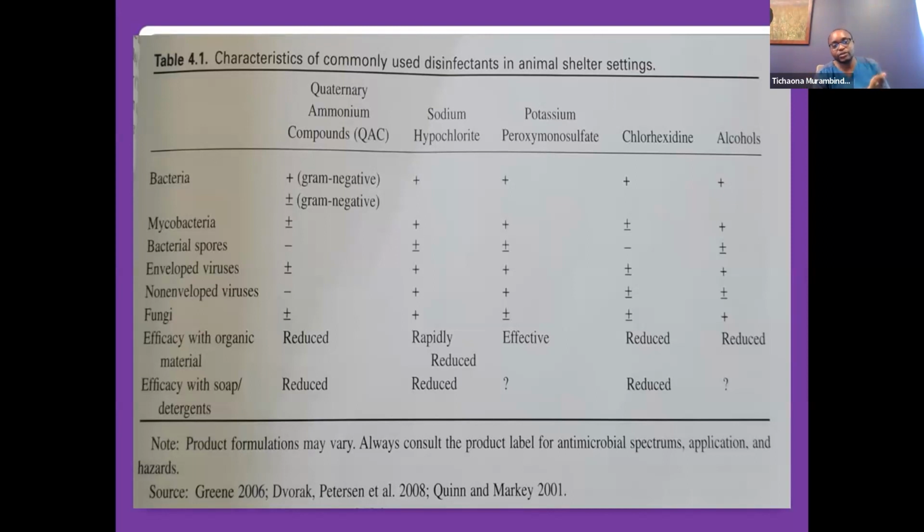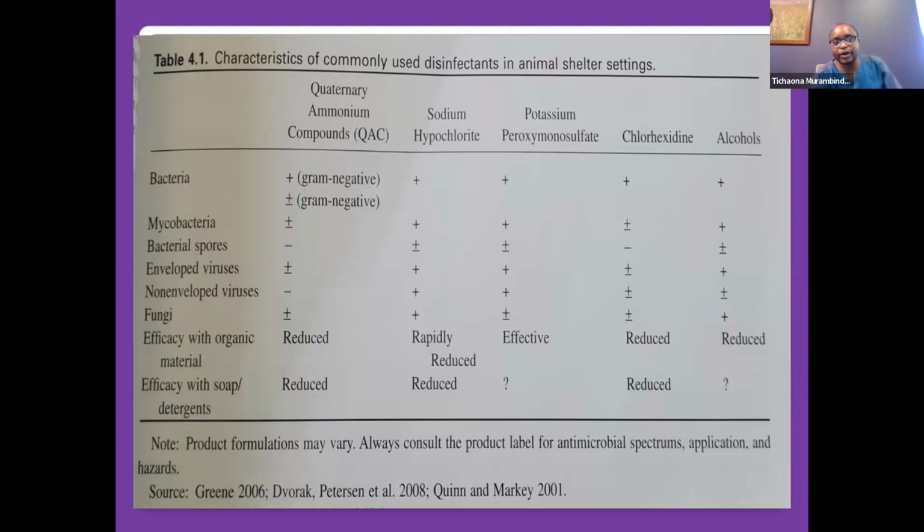The other thing you also have to consider is what this disinfectant that I'm going to be using does with organic matter, and what its efficacy is with soaps and detergents. I'll give you an example. If we're looking at the quaternary ammoniums, which are the most commonly used in shelters, breeders, clinics or hospitals.